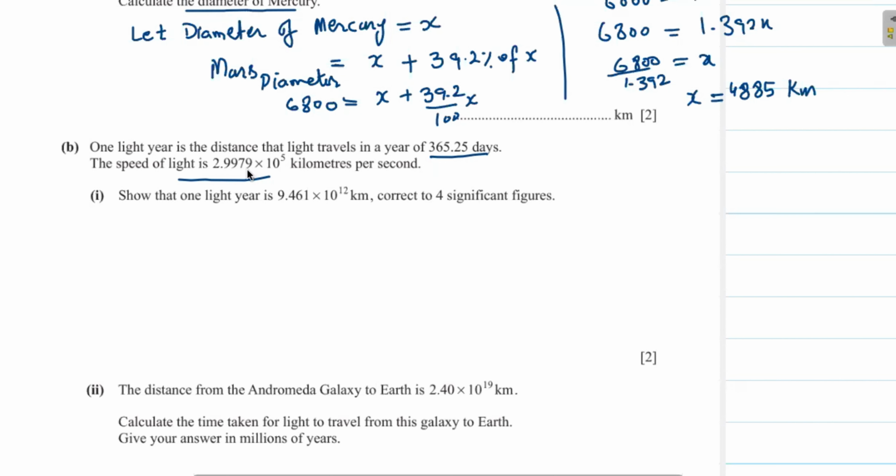Part B, 1 light year is the distance that light travels in 1 year of 365.25 days. The speed of light is 2.9979 into 10 power 5 kilometer per second. Show that 1 light year is 9.461 into 10 power 12 kilometer.